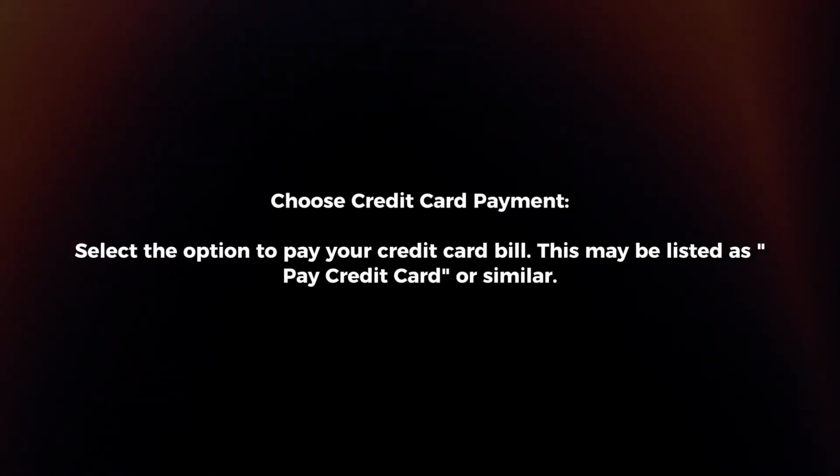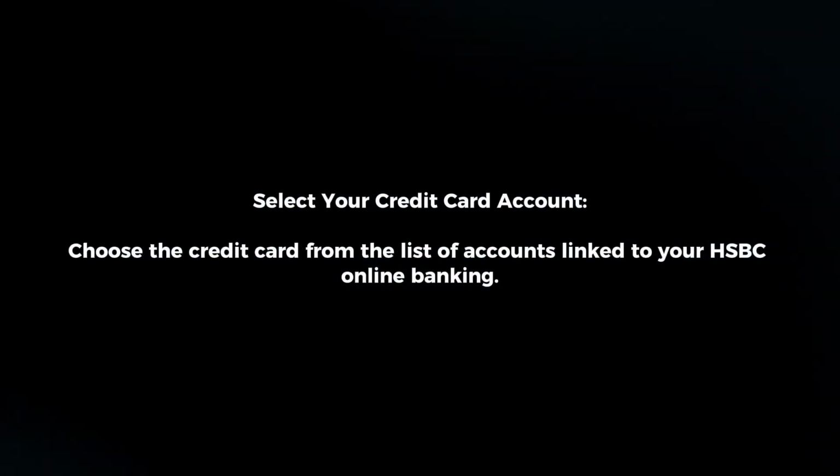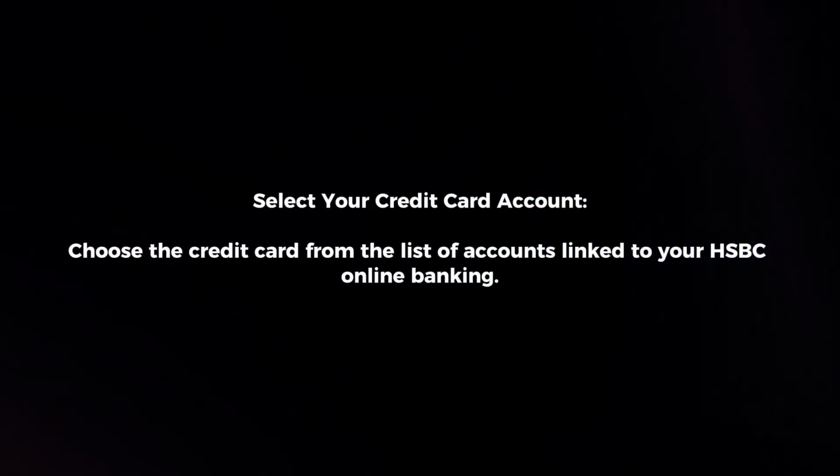Choose Credit Card Payment. Select the option to pay your credit card bill. This may be listed as Pay Credit Card or similar. Select your credit card account. Choose a credit card from the list of accounts linked to your HSBC online banking.